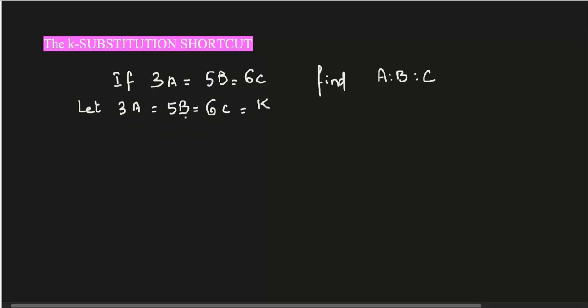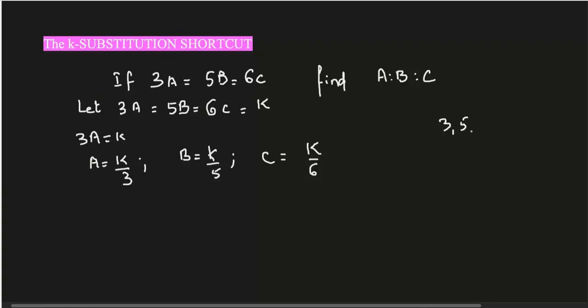Now comparing everything, 3a equal to k. So what happens? 3a equal to k. What is a value? A will be k by 3. We have got a as k by 3. Similarly, b as k by 5. Similarly, c as k by 6. Now we need to take out LCM of these three denominators, 3, 5 and 6.